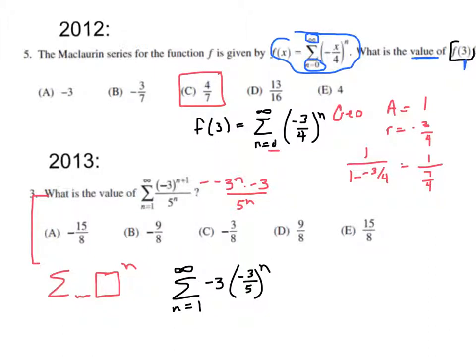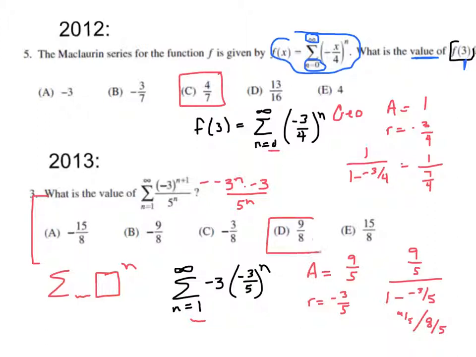So the first term, if I plug in 1, I get -3 times -3/5 to the first. That's 9/5. The common ratio is -3/5. So I've got the first term over 1 minus the common ratio. So 9/5, kind of running out of room here, 9/5 divided by 8/5, which is 9/8, if you do the algebra.